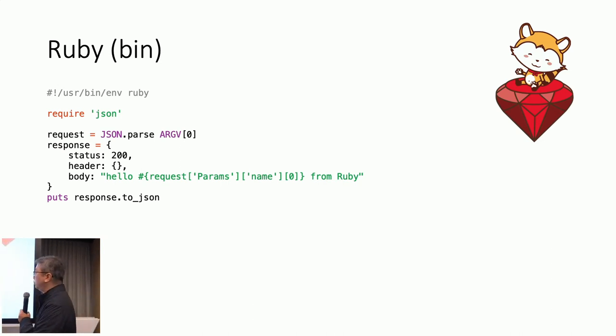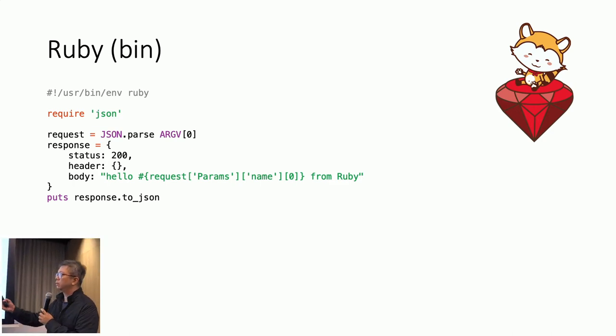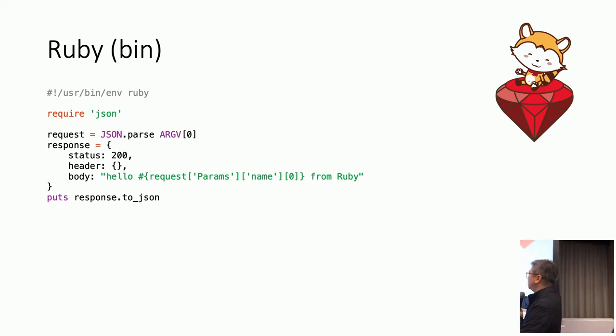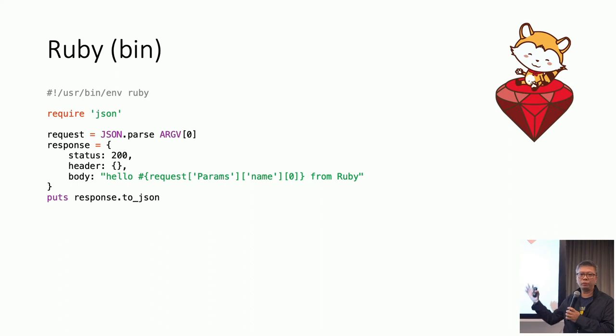Let me show you how this works for Ruby. Okay? So this is the simplest form of a binary. It's an executable file. You require a JSON library. You pass the argument. Remember, the argument is a JSON file, which is a request. I just take the params, which is the name, and I do a puts string. Okay, change it to JSON. Then you return.